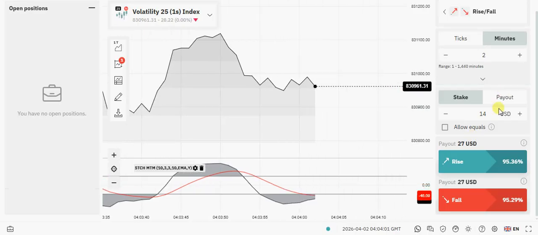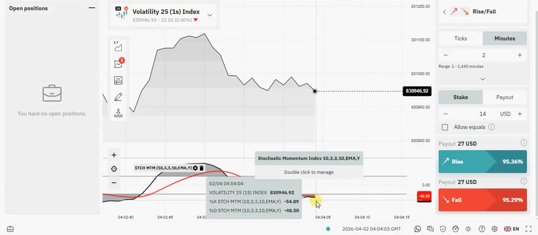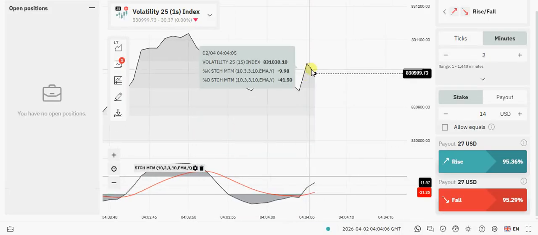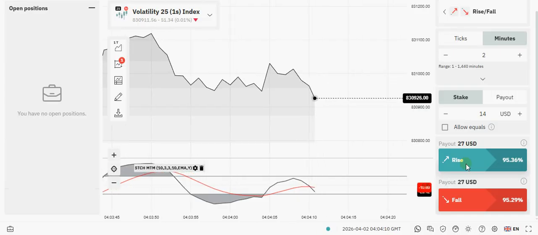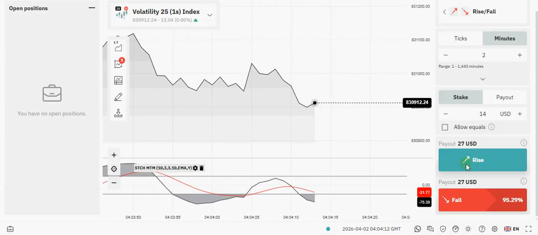Enter the amount you want to stake and watch the indicator. You can see they're facing up. Both of them has to be facing down, and you click on rise immediately. So let's place one more trade. You can see they're facing down right there. So I click on rise right there.